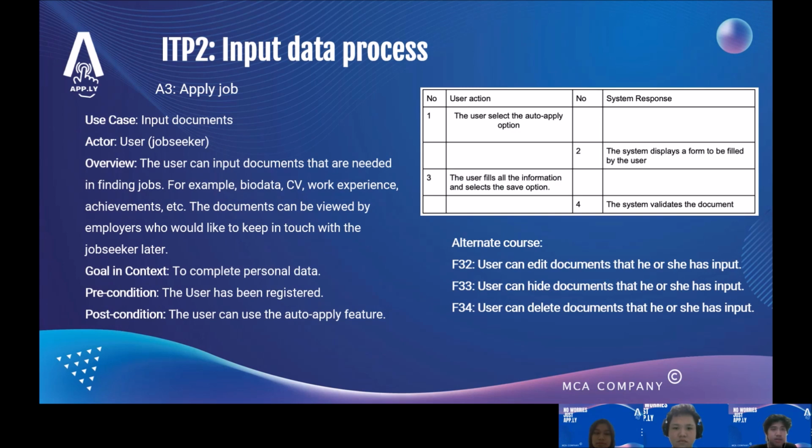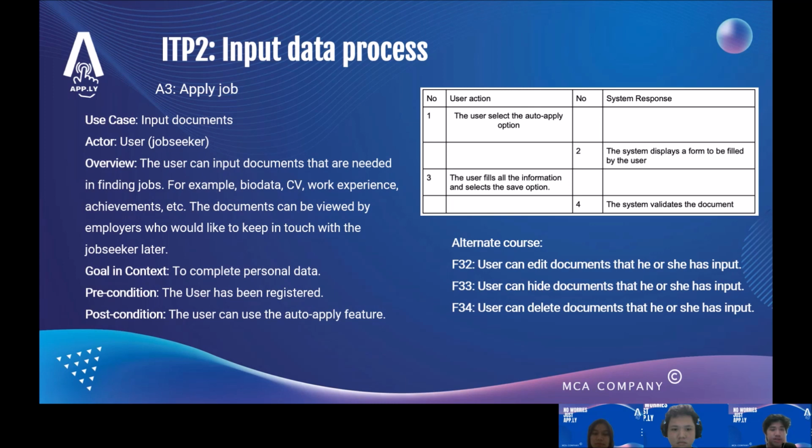Okay, in the use case scenario, there is input data process. In activity 3, apply job, use case: input document. Actor: user, or job seeker. Overview: the user can input documents that are needed in finding a job, for example biodata, CV, work experience, achievements, and etc. The documents can be viewed by employers who would like to keep in touch with the job seeker later.